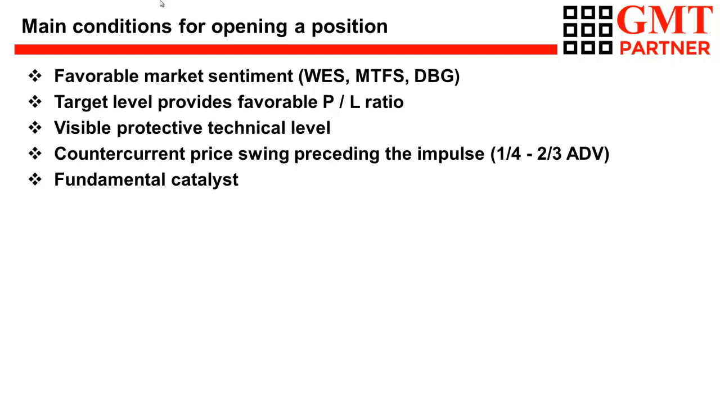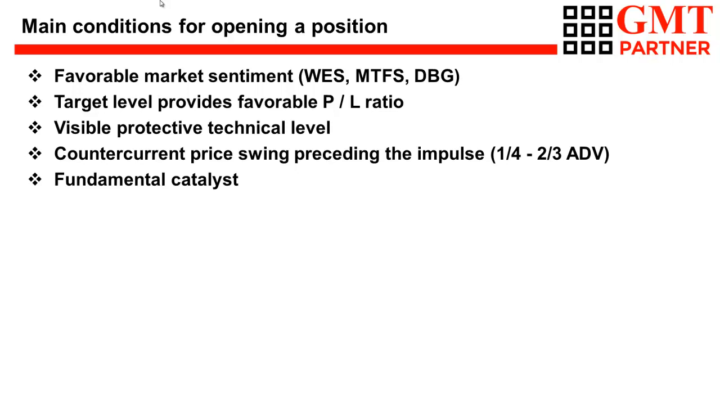1. There is a favorable market sentiment which is calculated using the signals of the proprietary trading strategies. 2. There is a target level on the chart, without visible obstacles in front of it, which provides a favorable profit-loss ratio for a trader. 3. There is a protective technical barrier, in the form of a resistance or support level, or MA 200 moving averages, which allows a trader to place a stop-loss order in line with the limits of risk.